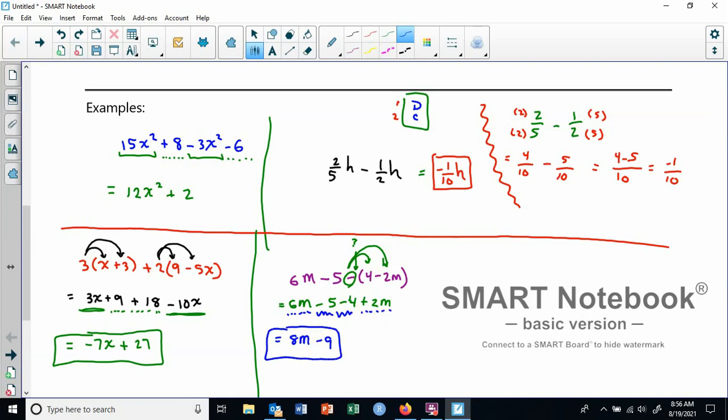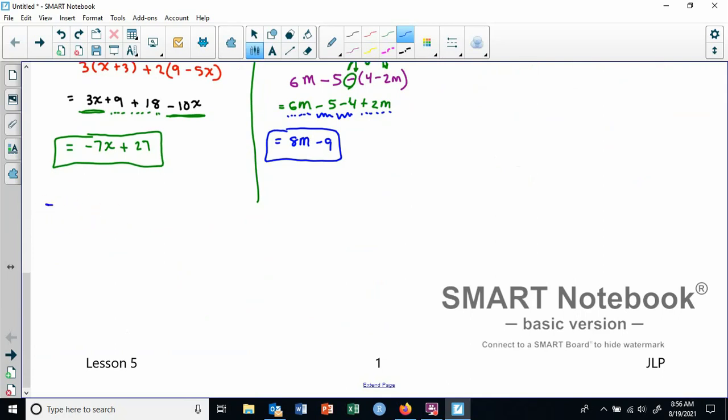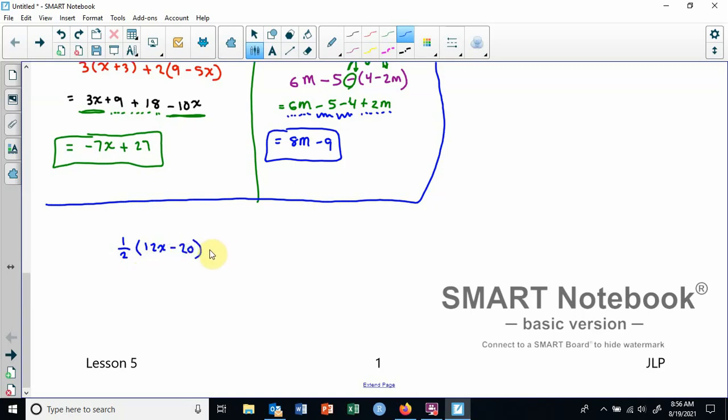Okay. So let's do one more. One more that's kind of a fun one. You'll be able to see several versions very similar to this on all the versions of the test. Let's go with 1/2 parentheses 12x minus 20 close parentheses plus 1/3 parentheses 6x plus 12. Alright, and we still are doing these, that simplifying in the same 2 steps, distribute then combine.